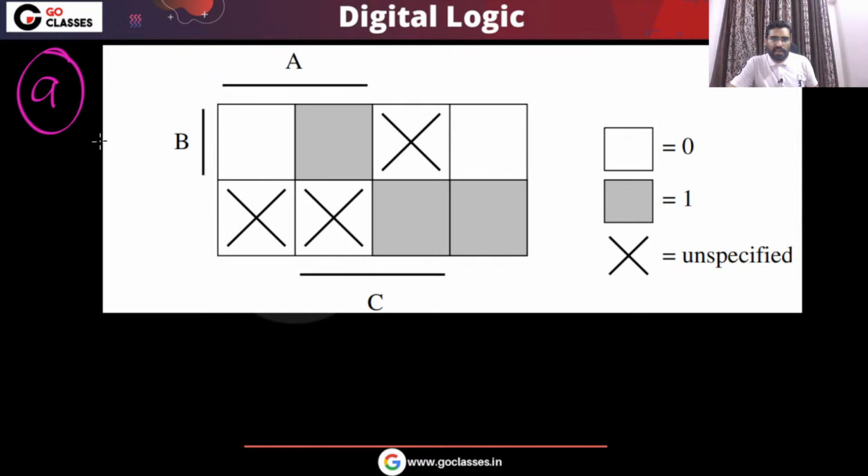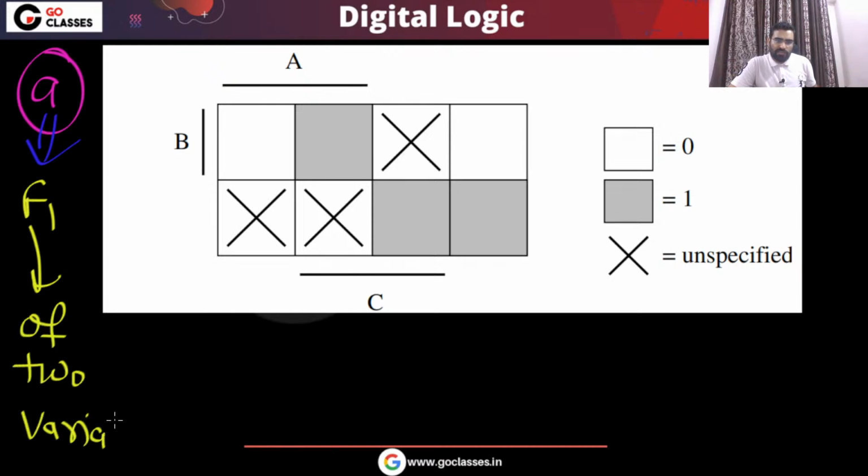What this question is saying is that a total of 8 functions are there, and we have to find a function which is of 2 variables. So in this we have to find F1 which is of 2 variables. F1 of 2 variables means one variable is dummy, one variable is useless.